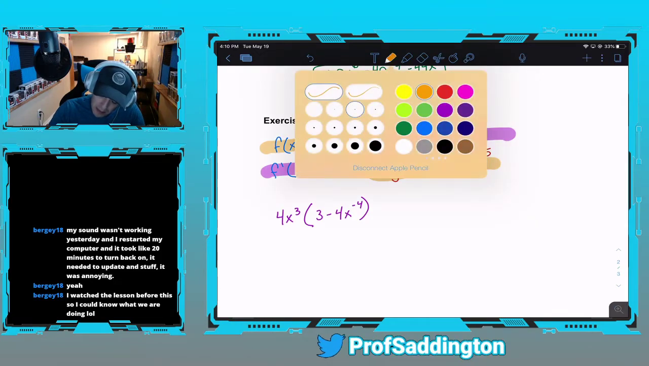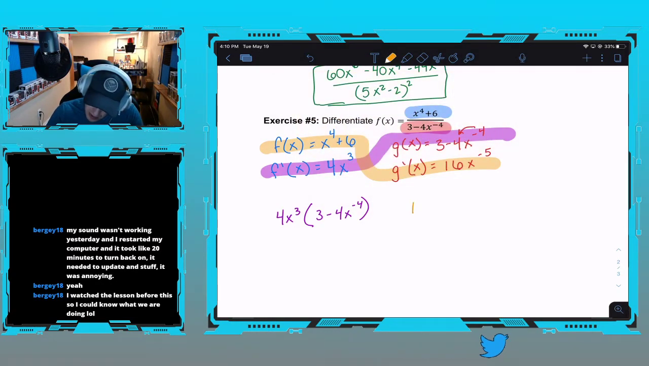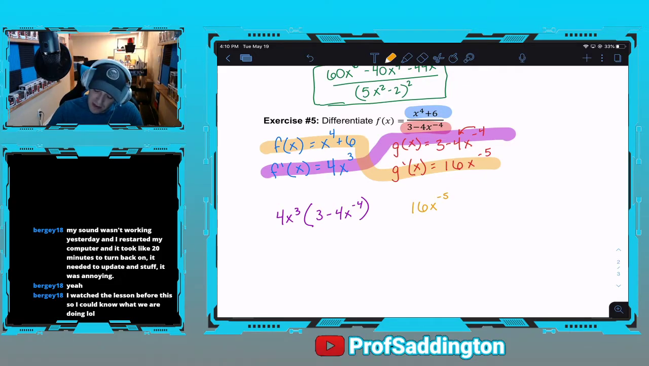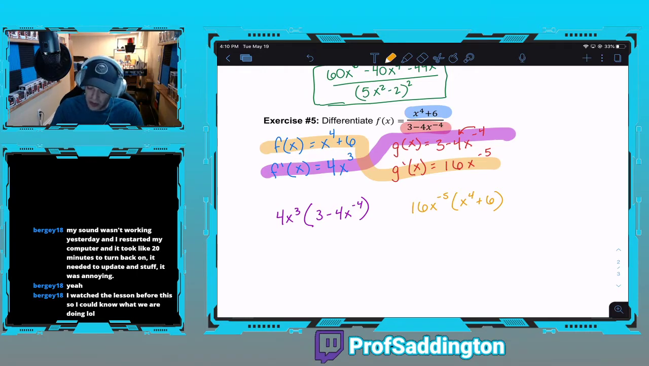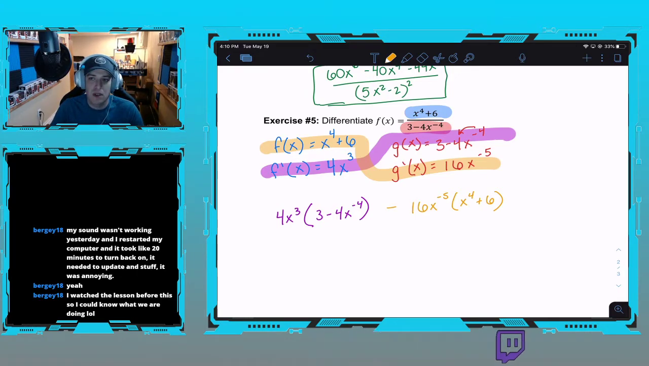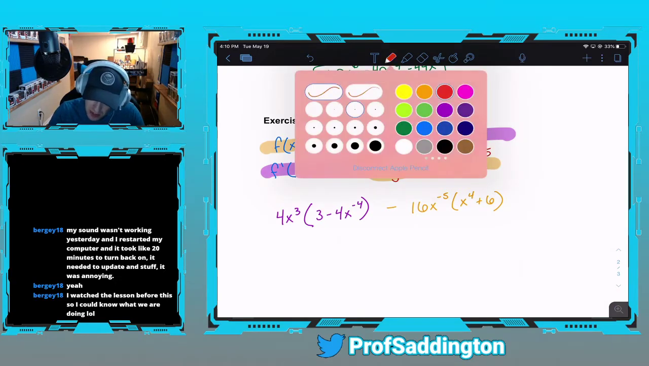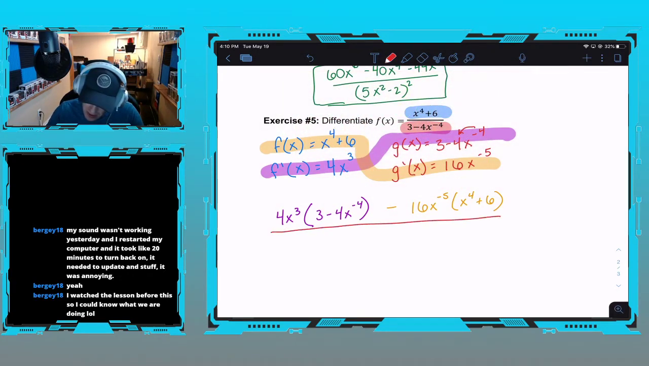And then the second part, again, I like putting the monomial out front. So I'm going to say 16x to the negative 5 first, and we're going to multiply that by x to the 4th plus 6. Again, because this is the quotient rule, we are going to subtract those. And then the only other step that you have to add on for the quotient is make sure that you divide the entire thing by what the denominator was squared.